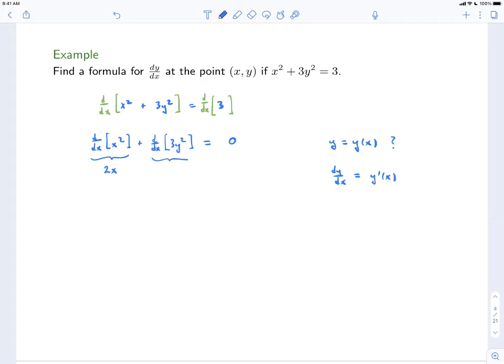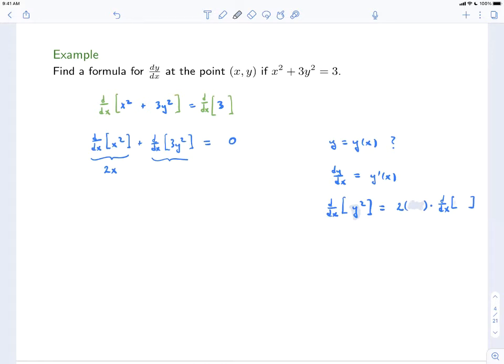So for example, if you want to differentiate y squared with respect to x, then you have the derivative of something squared. So you have an inside function, which is y. The outside function is something squared. So the derivative of something squared is 2 times that thing times the derivative of whatever goes inside that function.